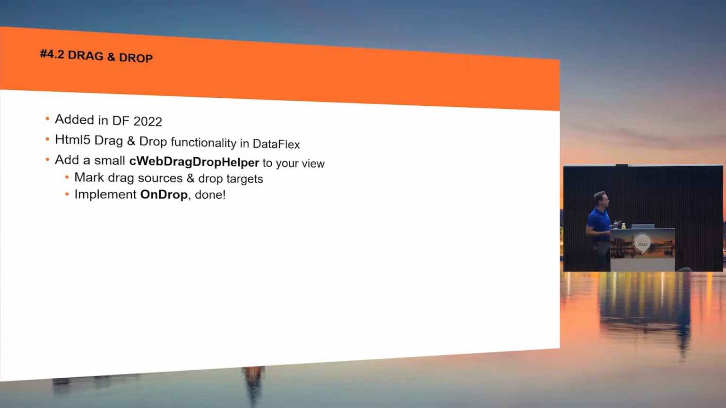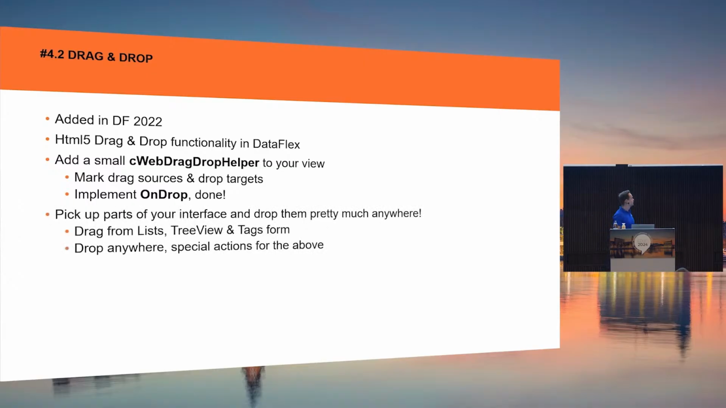The idea is that you add a small cWebDragDropHelper to your view. You mark which part of your interface you want to be able to pick up. We call them drag sources. And where you want to drop them, we call them drop targets. You implement OnDrop, and you're done. So you can pick up parts of your interface and drop them pretty much anywhere. You can drag rows from lists, items from tree views, and tags from tags forms. You can drop them pretty much anywhere, but we have some special actions for those three.